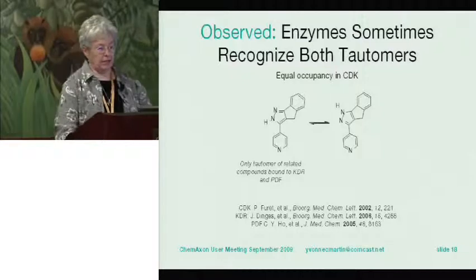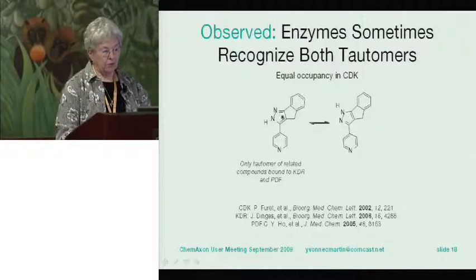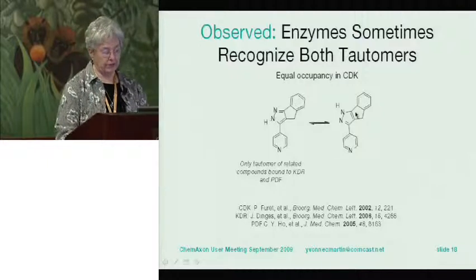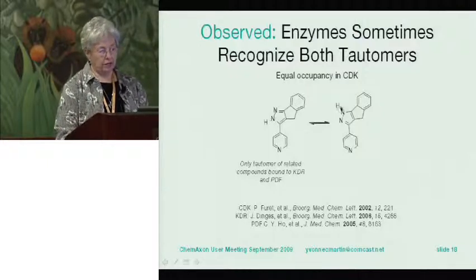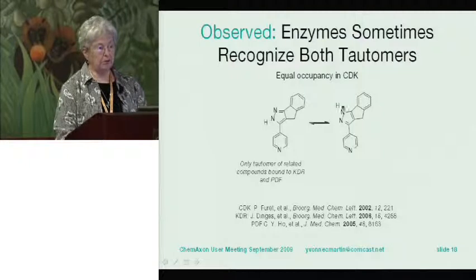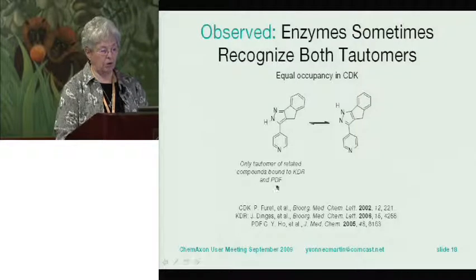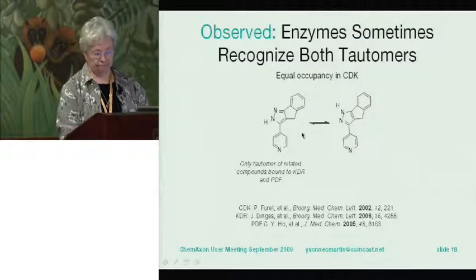CDK recognizes both forms. Now this is a really cute structure. It's very high resolution, and you can see in the structure the two tautomers bound. However, 2 other kinases, KDR and PDF, only this tautomer is bound.